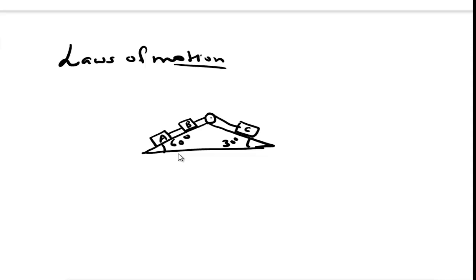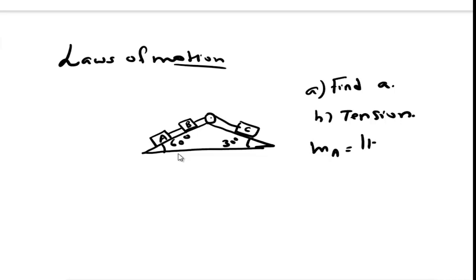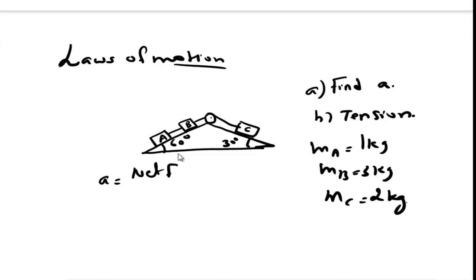Now we need to find the acceleration of the system. First find the acceleration and then find the tension in the string. Here it is given that the mass of A is 1 kilogram, mass of B is 3 kilograms, and mass of C is 2 kilograms. Here you can see that both sides of the inclined plane are at different angles. We need to find a. For finding a, the formula is net force acting on the system divided by total mass.